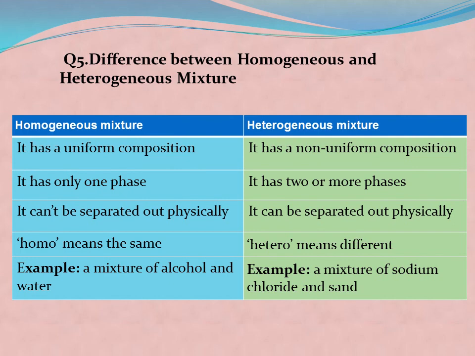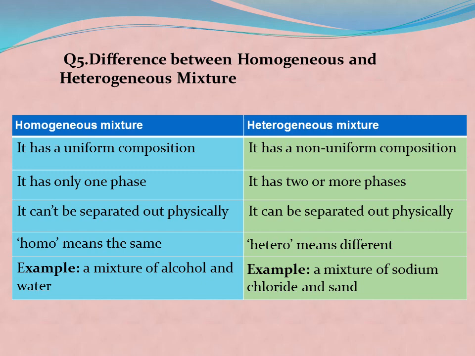Question number 5. Difference between homogeneous and heterogeneous mixture. A homogeneous mixture has a uniform composition. A heterogeneous mixture has a non-uniform composition. A homogeneous mixture has only one phase. A heterogeneous mixture has two or more phases. A homogeneous mixture can't be separated out physically, but a heterogeneous mixture can be separated out physically.